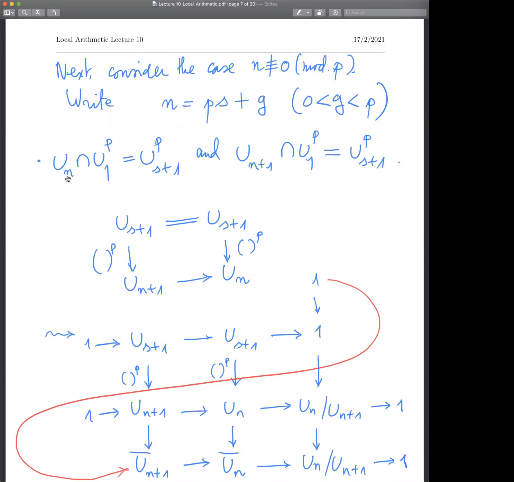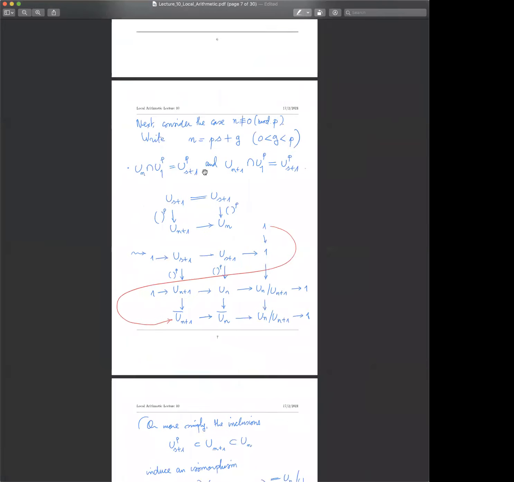Now one can check that U_n intersection U_1^p is equal to U_{s+1} to the power p. And similarly, U_{n+1} intersection U_1^p is also equal to U_{s+1} to the power p. Although these subgroups U_n and U_{n+1} are, of course, different subgroups of U_1, the intersection with U_1^p is really the same subgroup.